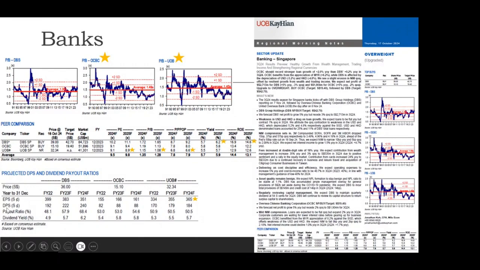How about DPS? DPS refers to distribution per share. Which one is highest? DBS. DBS. Yes, DBS. Okay.